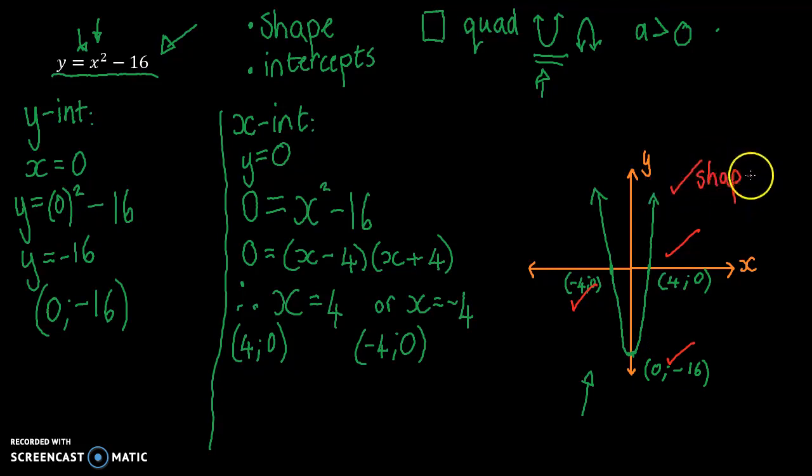Now, if your teacher wants to give you any other marks, it's going to be, have you labeled your axes? And what is the level of neatness? If I were marking this, I would give it 4 marks out of 4.